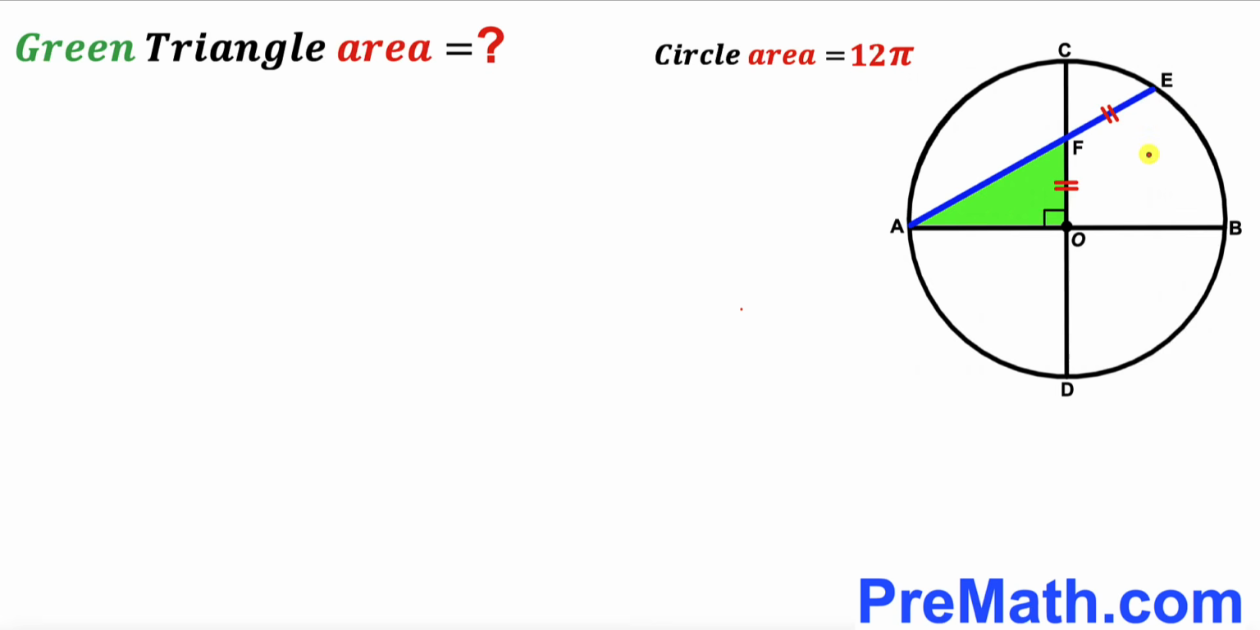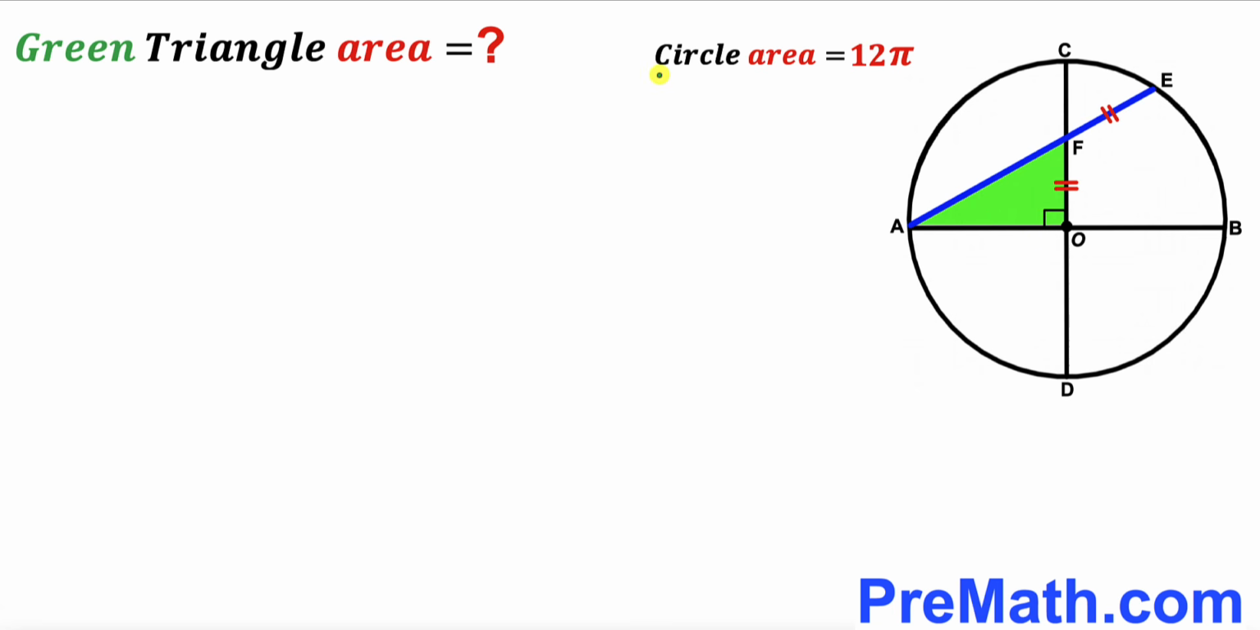Welcome to PreMath. In this video, we have this circle with the center O, along with these diameters AB and CD, as you can see in the given diagram. Moreover, we have this chord AE that intersects this diameter at this point F, such that this segment EF is equal to this segment OF. As a result, we end up with this green shaded right triangle AOF.